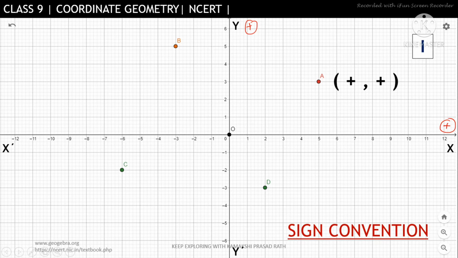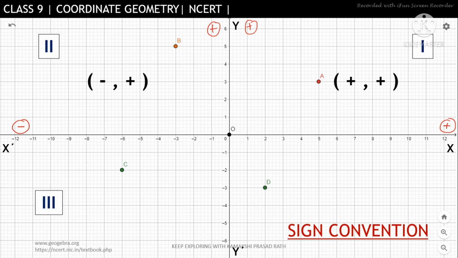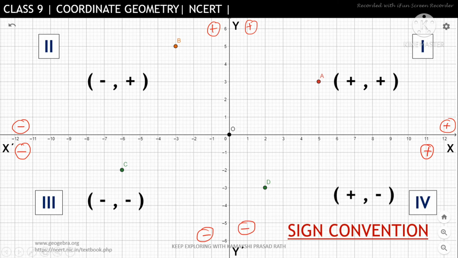Now let's move on to the second quadrant. In the second quadrant, we have a negative x-axis and positive y-axis. So this area has negative x and positive y, and the coordinates are negative and positive. Moving on to the third quadrant, the x-axis is negative and y is also negative. Hence the points are both negative. And the last one, the fourth quadrant, x is positive and y is negative. Hence it is positive and negative.